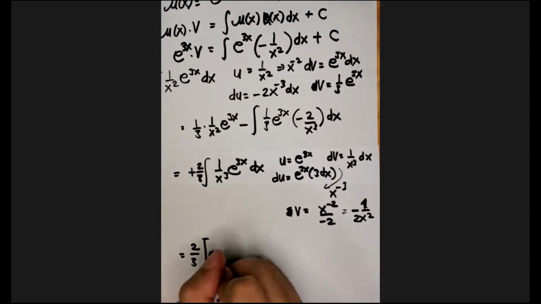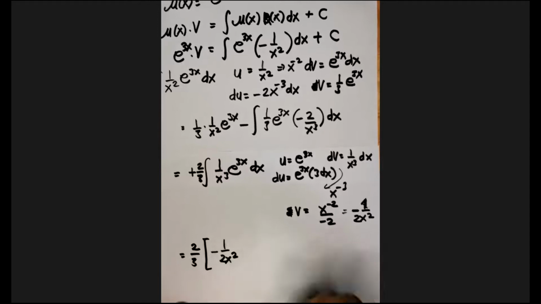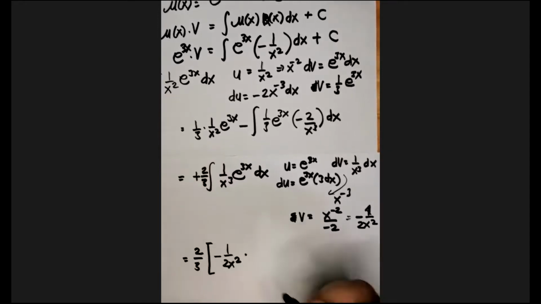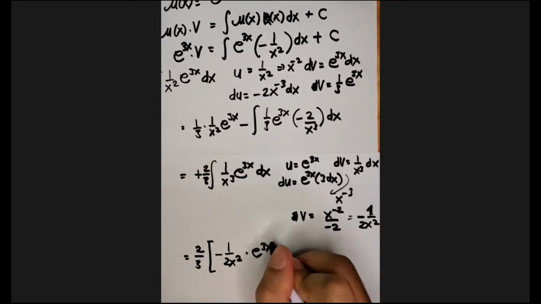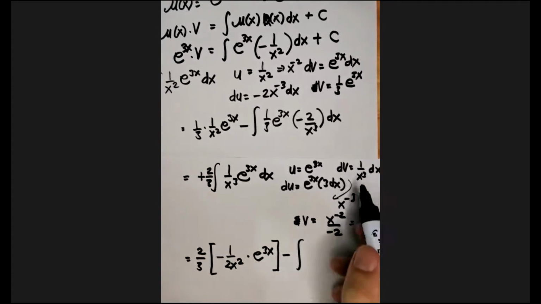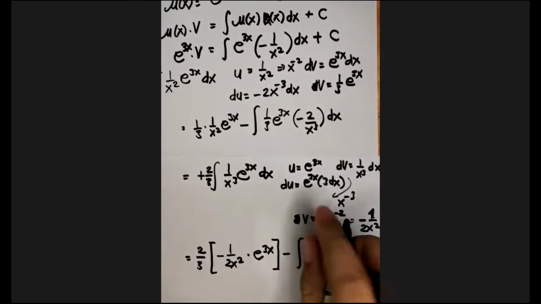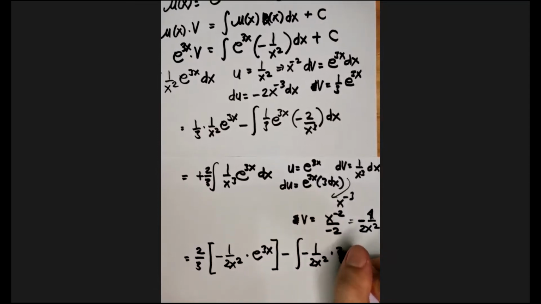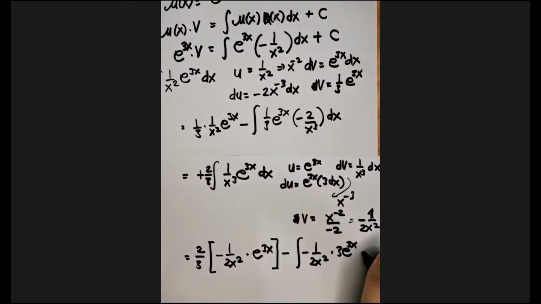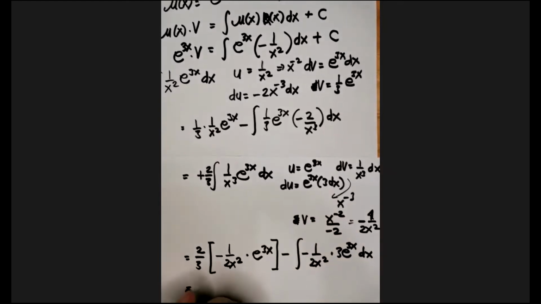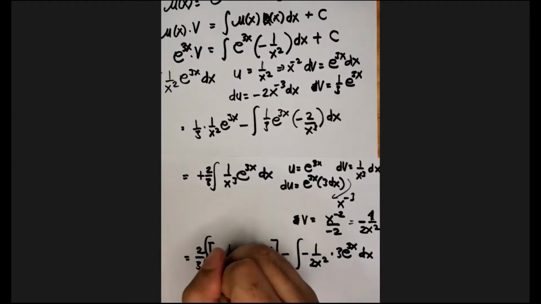uv. So that's a negative 1/2x² times e raised to 3x minus the integral of v du, negative 1/2x² times v du. So times 3e raised to 3x dx. Ayan. Okay, so that's equal to, sandali, buo ito.